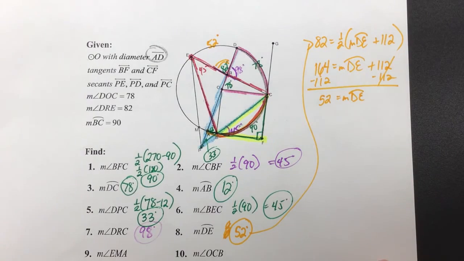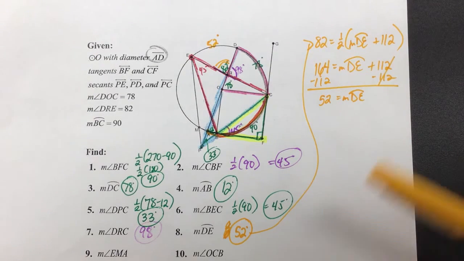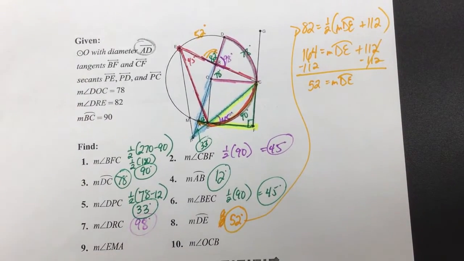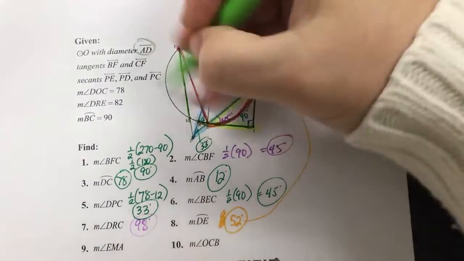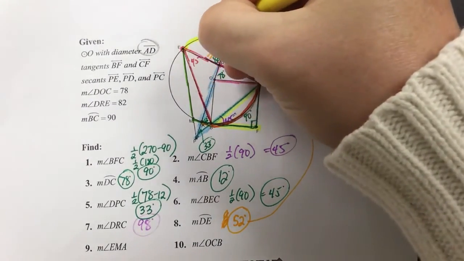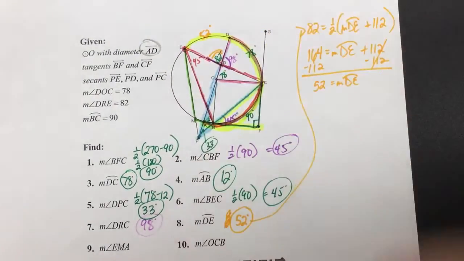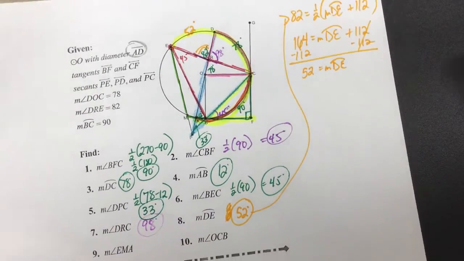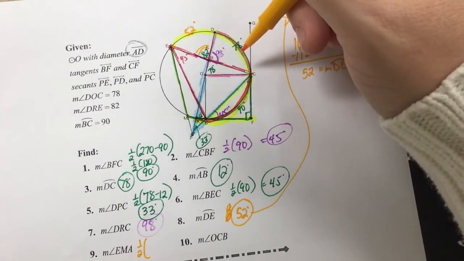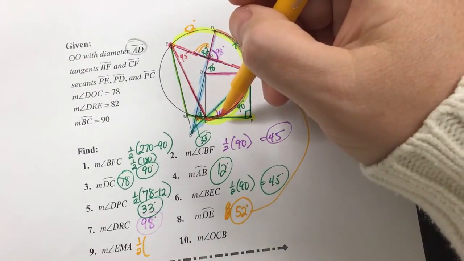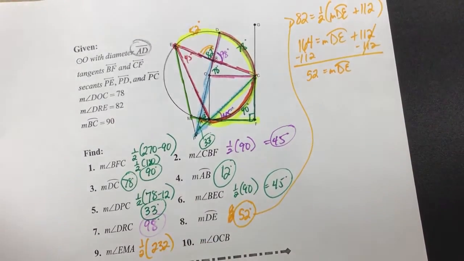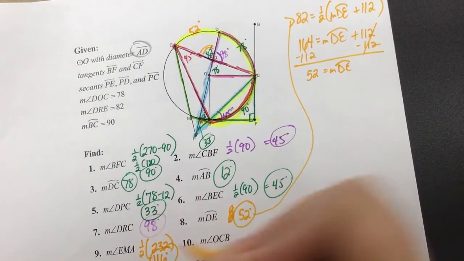We have two pieces left. Angle EMA. EMA has a vertex on the circle, so it's half the intercepted arc. The arc has to go from E the long way all the way around to A. So it's half of the sum of those arcs. I add 52 plus 78 plus 90, and finally, I almost forgot, plus that little piece of 12. When I add that together, that's 232, and half of 232 is 116 degrees.